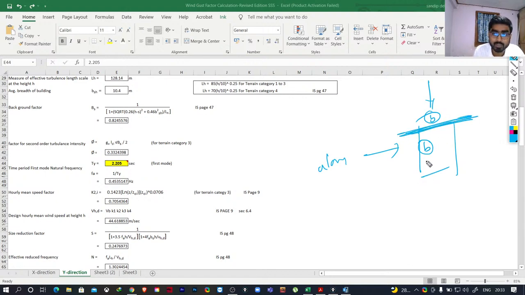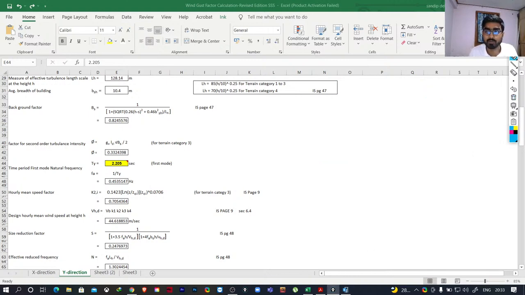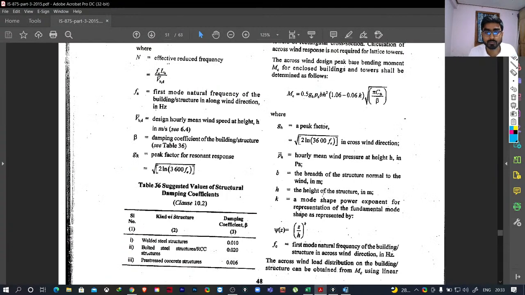Okay, for earthquake force, if I want to find out the depth, it will be this one along the direction of the force. But in case of wind, it is acting on the frontal area of the building. So obviously, it should be perpendicular to the wind force. Okay. So this is what B is, and H is the height of the structure.